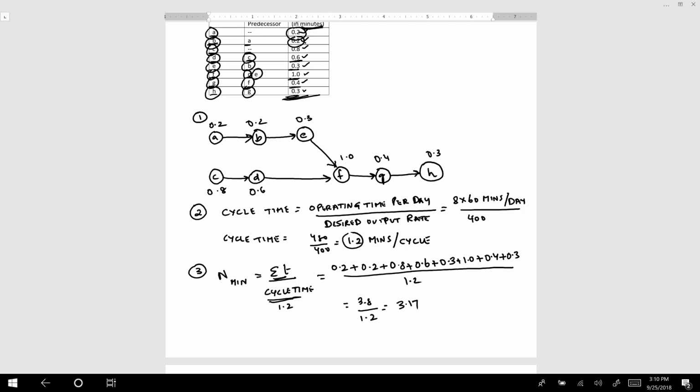3.17 workstations we need. Because we can't have 3.17, we will round it off to the greatest value, which is 4. So try to round to the greatest value because this is the minimum number. So 4 workstations is the minimum we need.